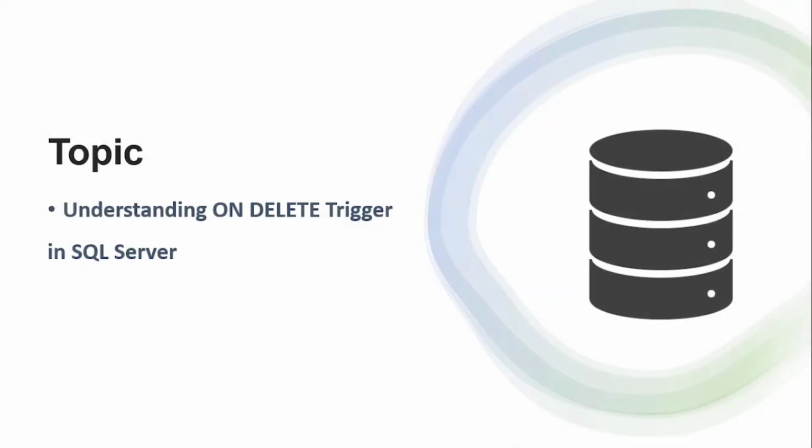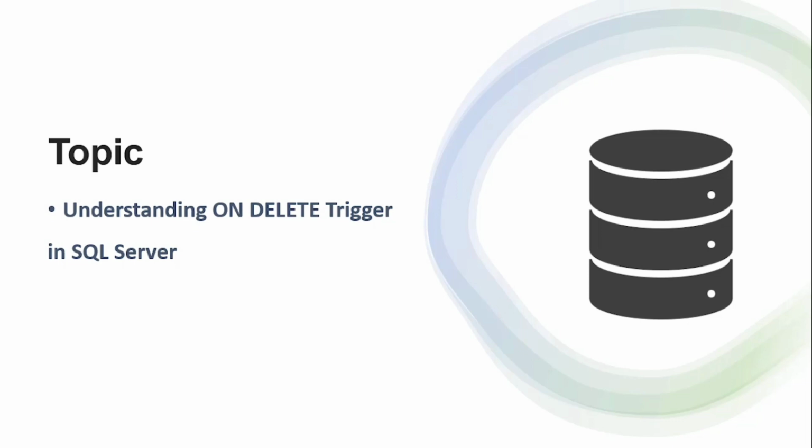Today we are going to learn about what is an on delete trigger in SQL Server. If you haven't watched the previous videos in the SQL Server playlist, a trigger is basically a database object which can be used to trigger certain operations based on the events that happen on your table, for which you have provided the trigger condition. Today we are specifically going to see what a delete trigger is.